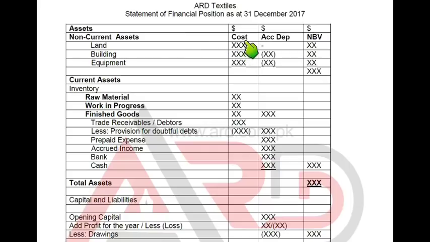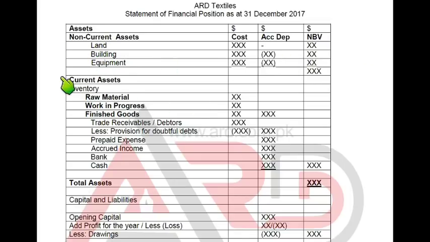We will be making 3 columns: cost, accumulated depreciation, and net book value. Cost means the original cost at which we bought the asset previously. Accumulated depreciation, which is also known as provision for depreciation, means how much depreciation is charged till date on these assets, and net book value is the difference between the two. This is the value that is remaining in our books for non-current assets after all the accumulated depreciation has been deducted. So you know how to calculate these figures.